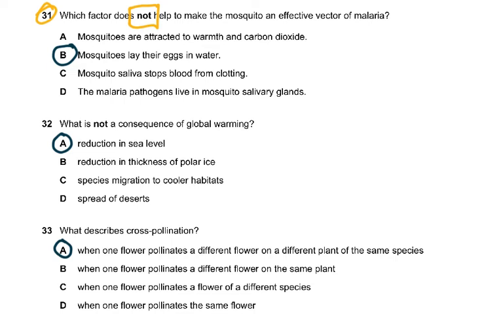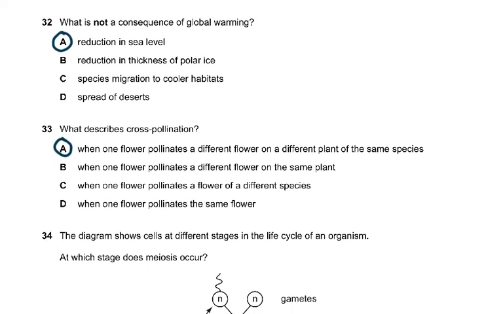Now, what does not help to make the mosquito an effective vector is that they lay their eggs in water. So it doesn't harm us. The eggs have nothing to do with it. So it's a bit of a weird question, but that's it. That's what life is all about, weird questions.